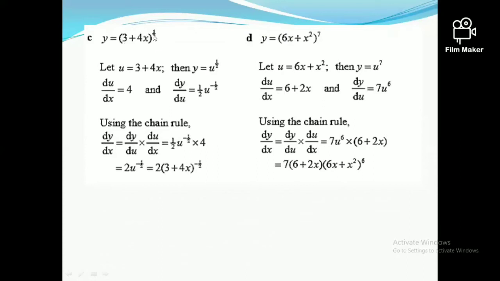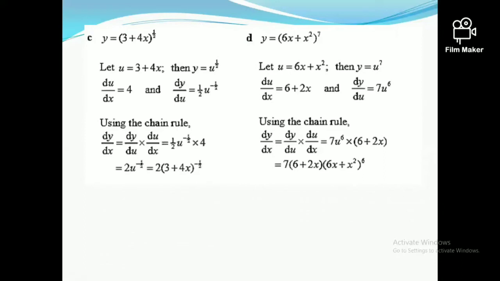Then this expression turns into y equals u to the power half. Then you can get dy by du. If you differentiate it, what do you get? You get half u to the power minus half. Then if you use the chain rule, dy by dx turns into dy by du into du by dx. That is half u to the power minus half into 4. Then if you simplify this, 2u to the power minus half. What is u? u is 3 plus 4x, so the answer is 2 times (3 plus 4x) to the power minus half. That would be the answer for that, right?